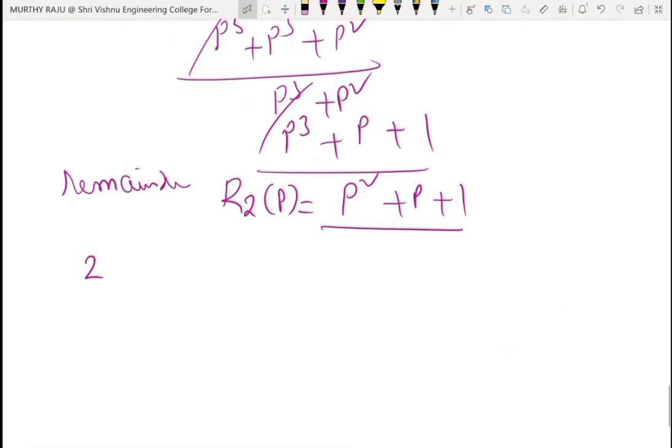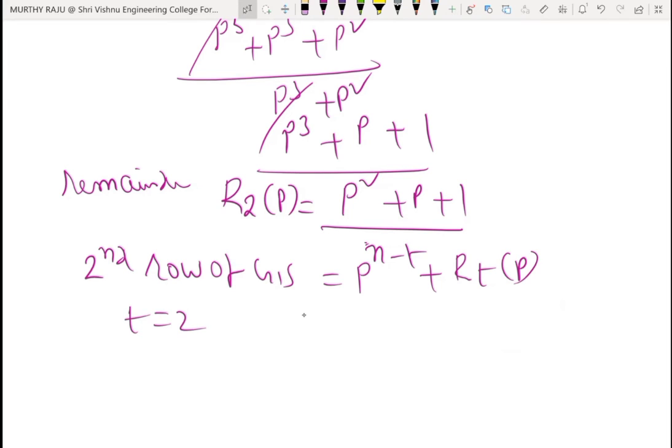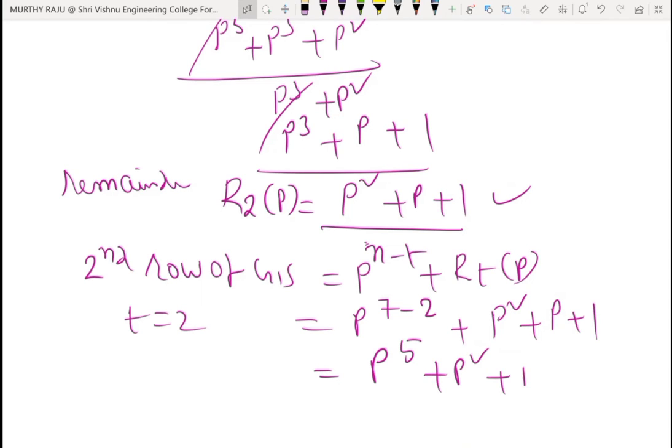The second row of the generator matrix, the second row of G, is generally P power n minus T plus RT of P. Here T is equal to 2. So P power 7 minus 2 plus RT of P, which is P square plus P plus 1. That gives P power 5 plus P square plus P plus 1. This is the second row polynomial.